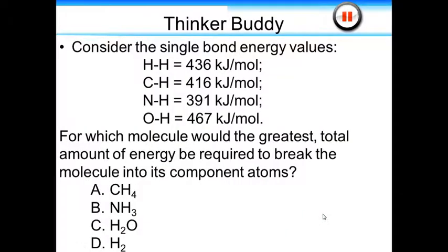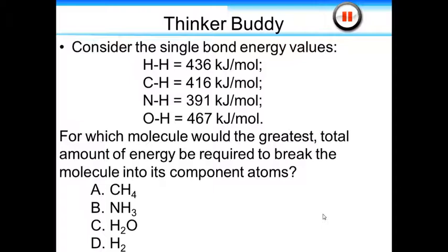Now let's take a look at this Thinker Buddy question. Consider these single bond energy values from the table. Hydrogen-hydrogen bond, 436 kilojoules per mole. A carbon-hydrogen bond, 416 kilojoules per mole. A nitrogen-hydrogen bond, 391 kilojoules per mole. And an oxygen-hydrogen bond, 467 kilojoules per mole. Using those values, for which of the molecules below would the greatest total amount of energy be required to break the molecule into its component atoms?